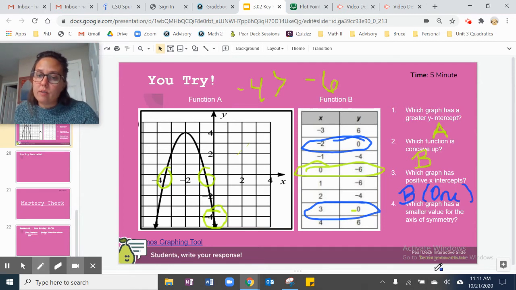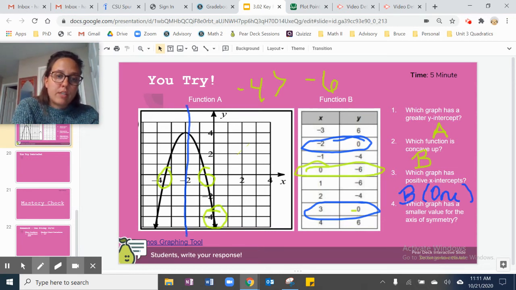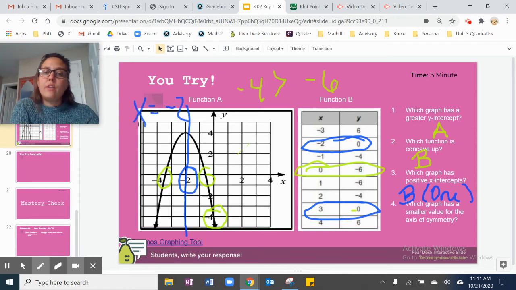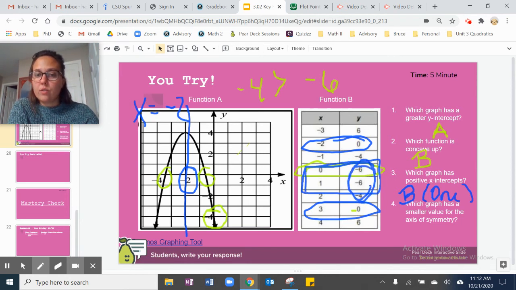Which graph has a smaller value for the axis of symmetry? So let's figure out what our axis of symmetry is here. Looks like it's x equals -2. And then if we wanted to look at the table, here's our two lowest y values. So that means that the axis of symmetry is between 0 and 1. So we already know that if it's between 0 and 1, it's a positive number, which means that the smaller value would be function A.